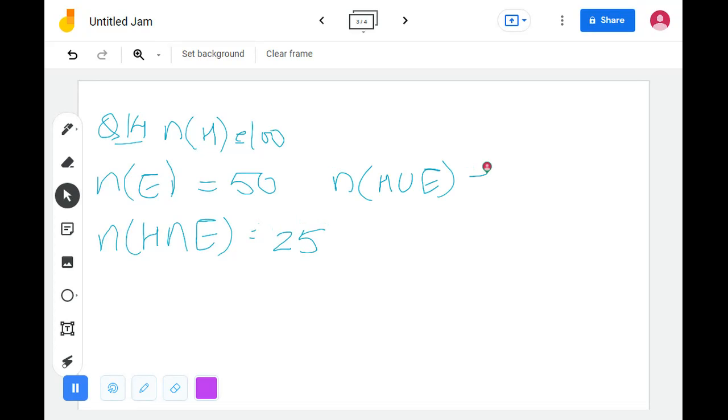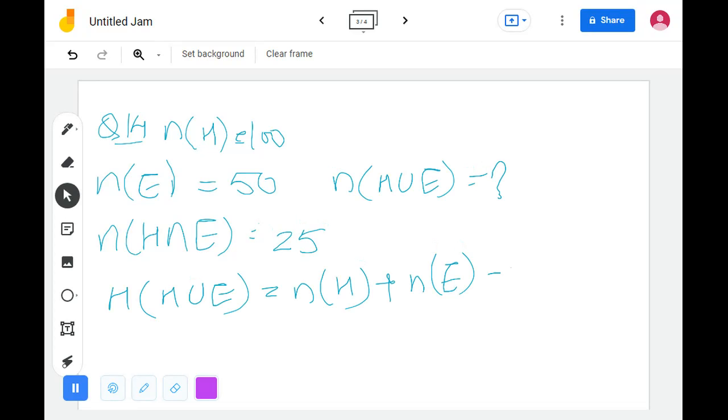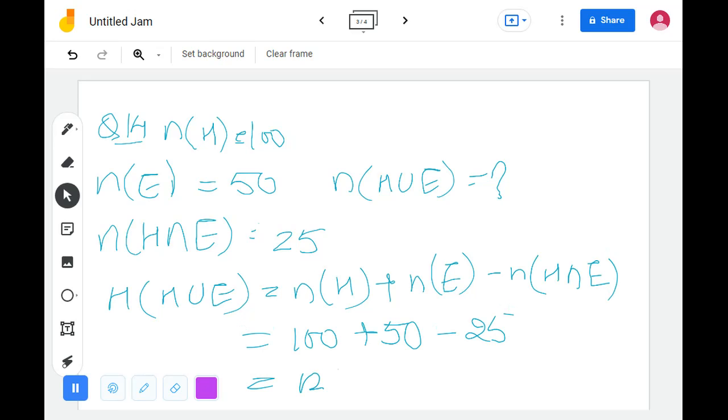So we just put in the formula: number of people who know Hindi plus number of people who know English, minus the number of people who know both. This is the formula. Now we put in the values. Putting the values, 100 plus 50 minus 25, what we get is 125. This is the number of H union E. This is our answer. This is a very easy question.